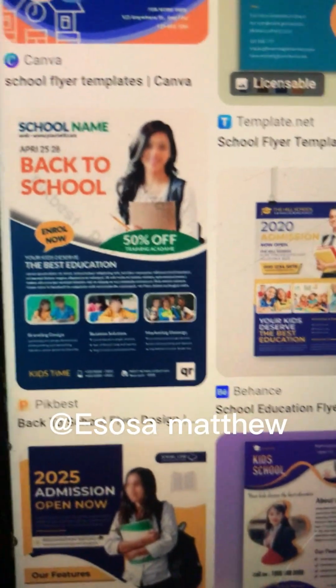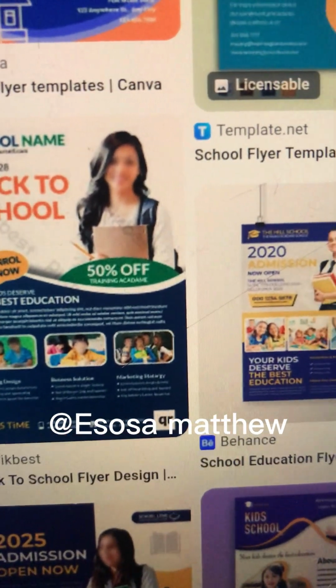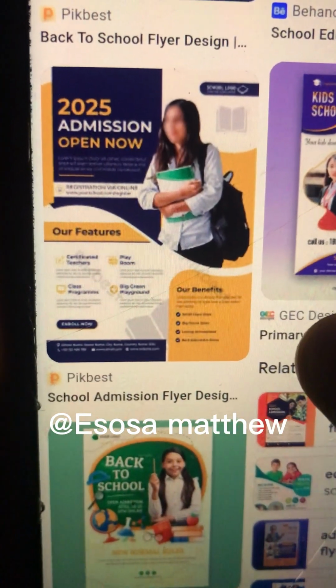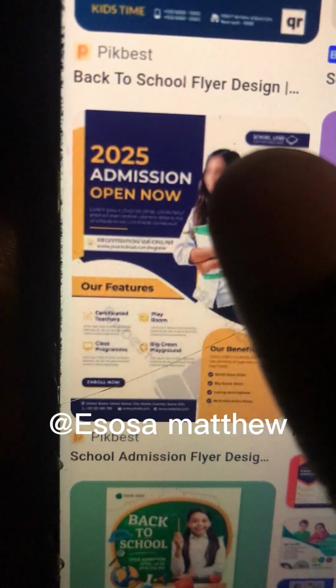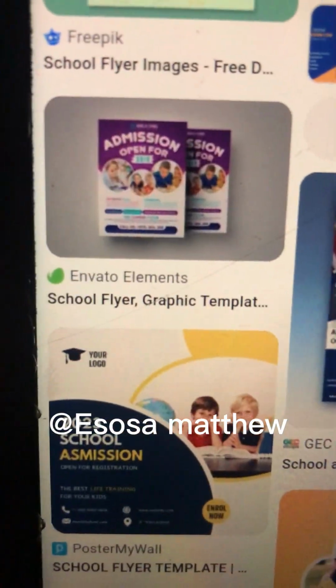But because they want it to be catchy, it just brought this first headline, "Back to school." It's straightforward, straight to the point, and it gives the reader, at first glance, an idea of what they are trying to sell or promote. See this one, "2025 admission open now." All right, so you can see the different headlines. Okay, so let's go back to our presentation.